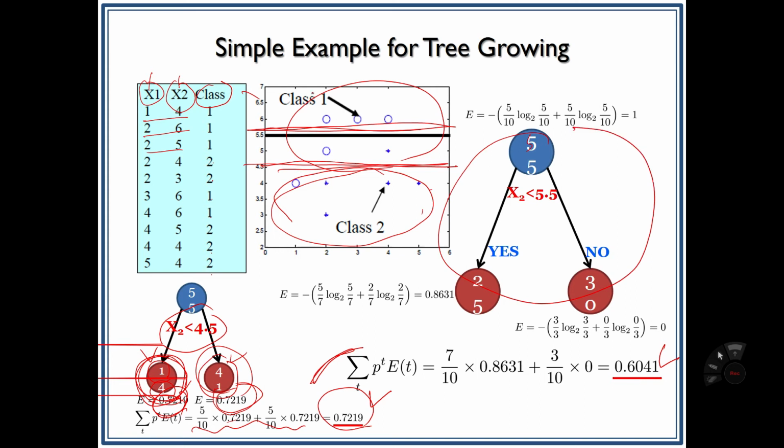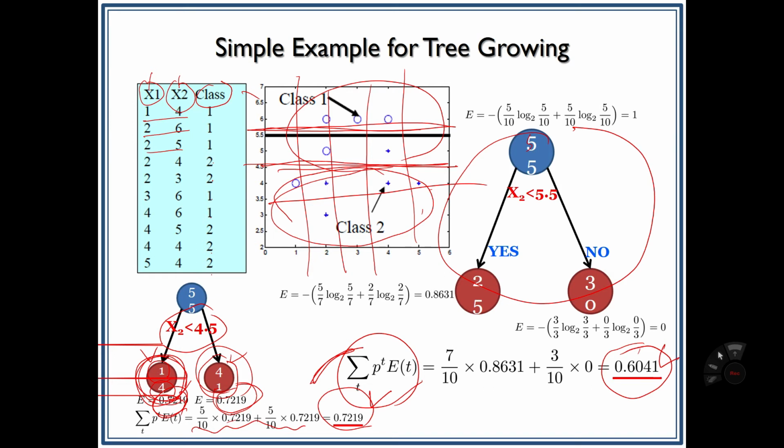So for all of the possible 7 splits, we compute this quantity, and among those 7 quantities, we pick the split having the smallest value of weighted information entropy. Okay, isn't it simple?